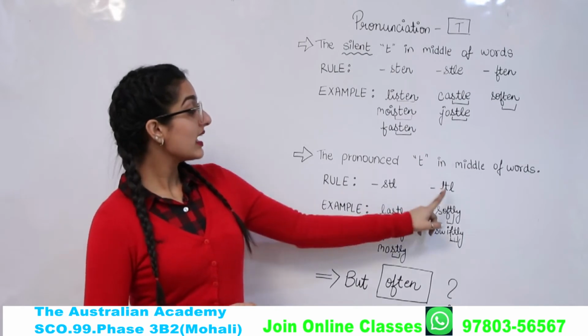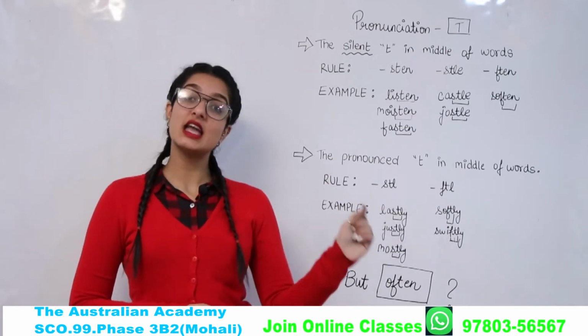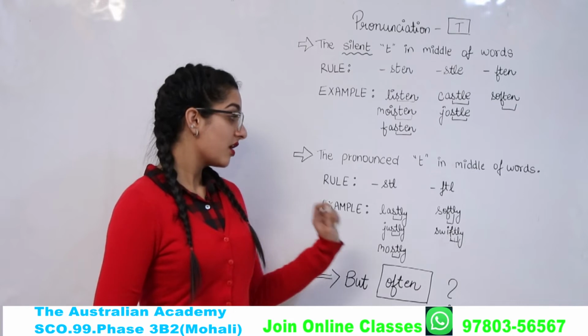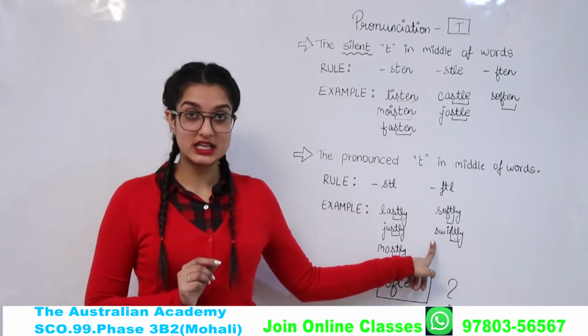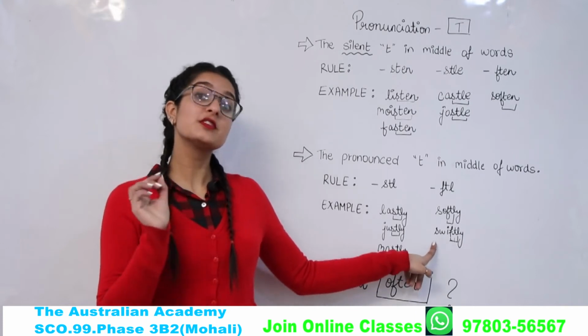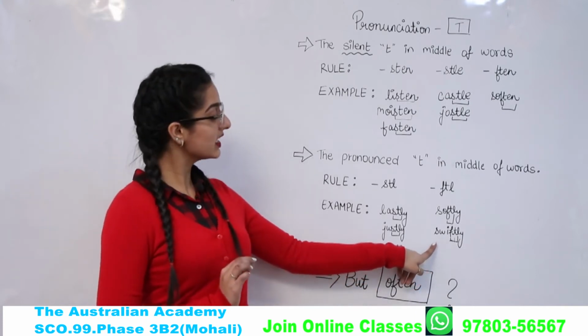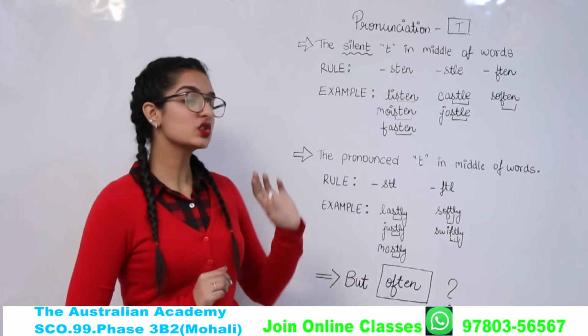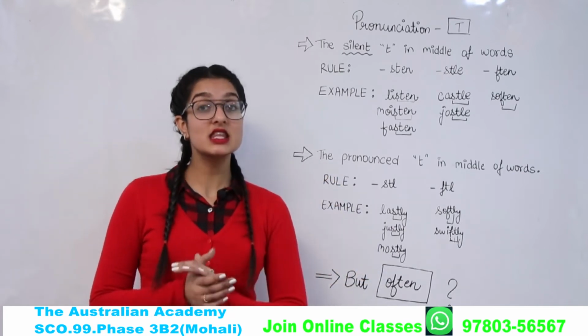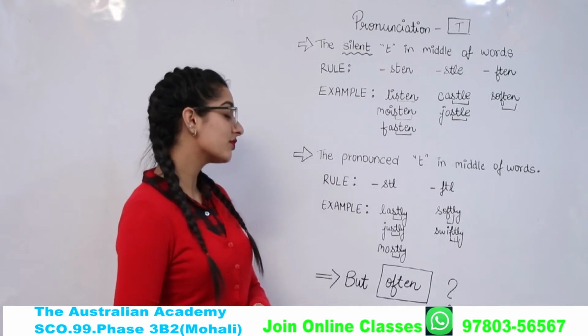The second rule is with the alphabets FTL appearing together in a word. For example, the word softly and swiftly. So you can say swiftly, it is 101% correct. You can say lastly, it is correct. So in these 2 cases, when the T is appearing in a word, it is going to be pronounced.